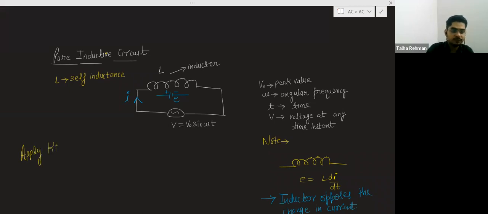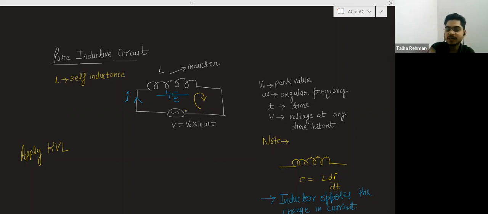You can write KVL, Kirchhoff's voltage law. I am choosing this direction of the circuit. This direction means this is the clockwise direction, so we will move in the circuit in the clockwise direction. You can choose any point from where you want to move through the circuit. If you choose this point, then you are going in a clockwise direction.